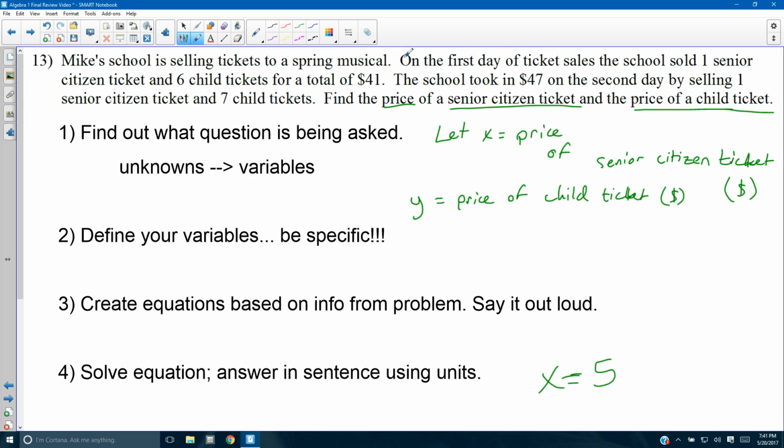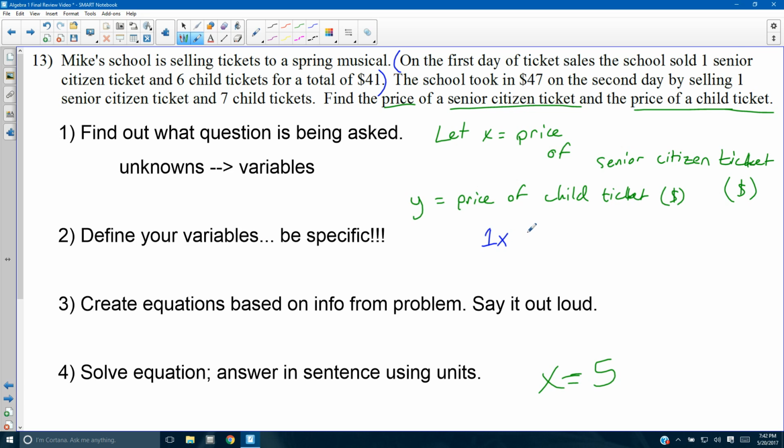Okay, I have a sentence right here that gives me information about first day ticket sales. Selling 1 senior citizen ticket and 6 child tickets for a total of $41. If I sell 1 senior citizen ticket for however much they cost, I will have made 1 times the number of tickets sold. Excuse me, one ticket sold times the cost of the senior citizen ticket.